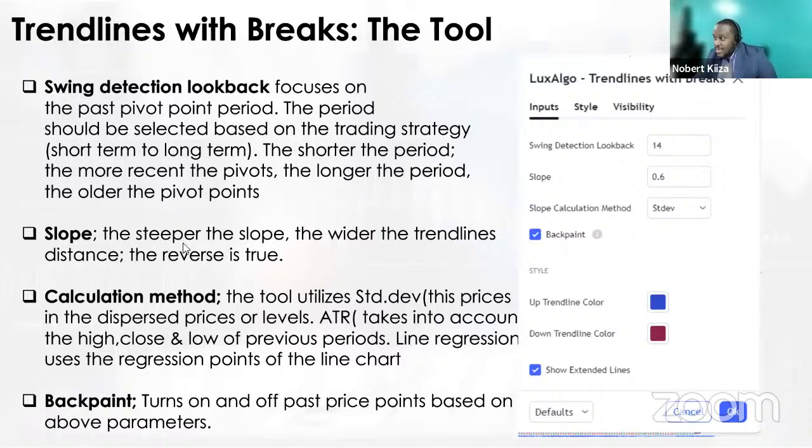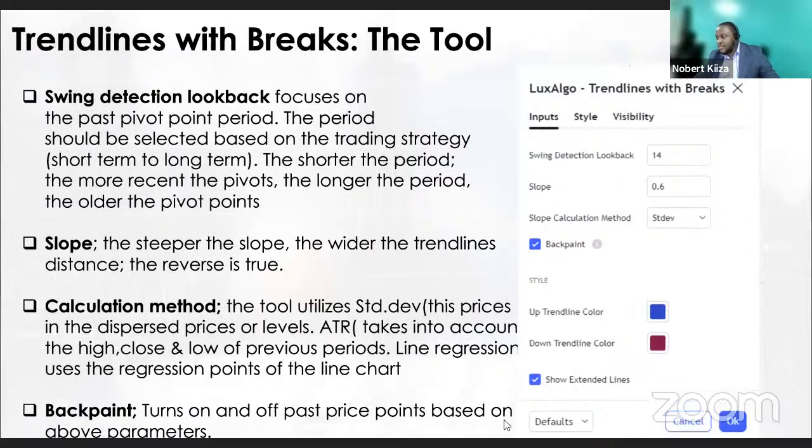Now, the other thing that we also look at is the slope. What the slope does is that it will normally reduce or increase the distance between the trend lines. Okay. So if you want your trend lines to have higher slopes, then you increase. And if you want the trend lines to have a lower slope, then you decrease. Okay, so let's cross over to the charts and see what the tool looks like. So let's do that. Give me a moment as I get that ready.